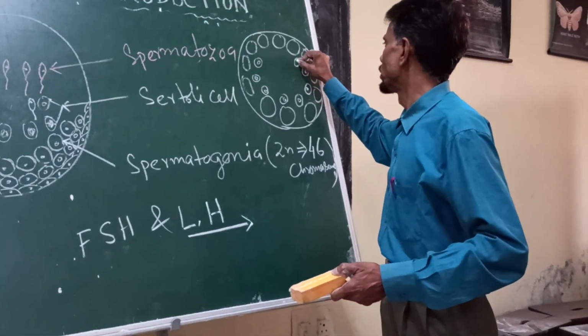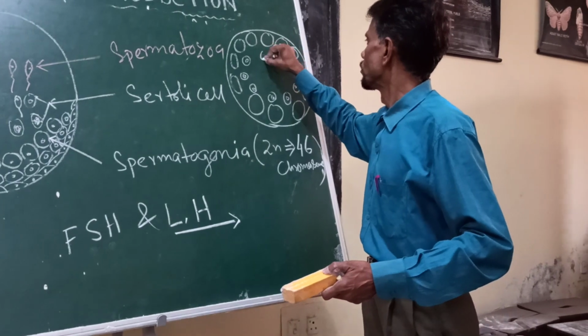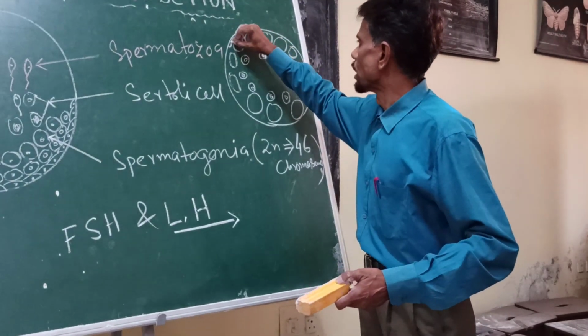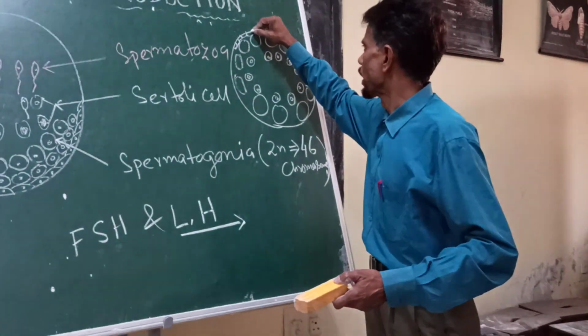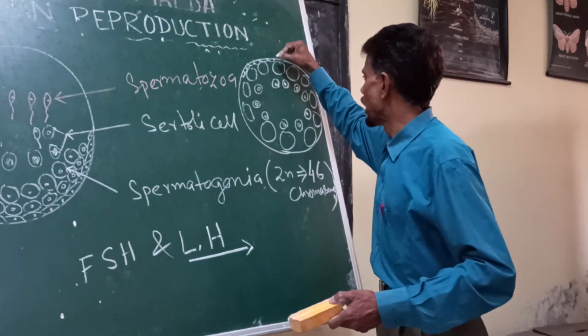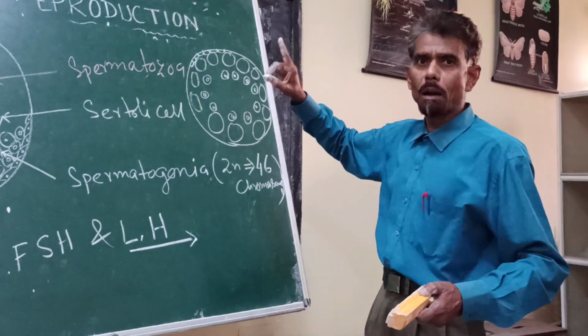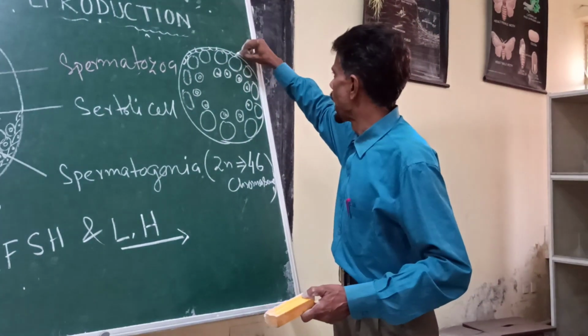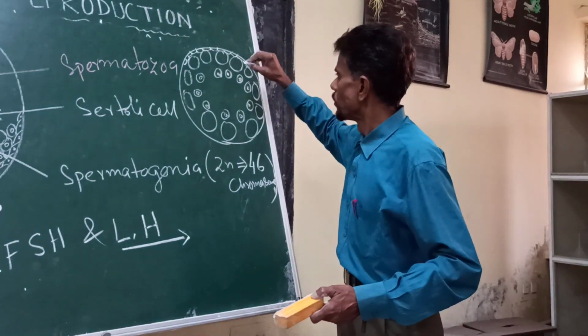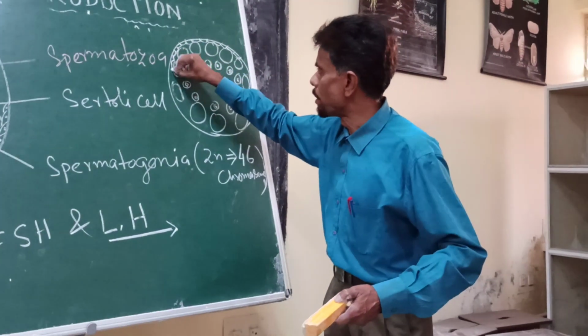These are the Sertoli cells. These are the basement membrane. Why am I drawing again? So as to give you a clear concept. When the mature sperm are produced, where do they come? This is the basement membrane.